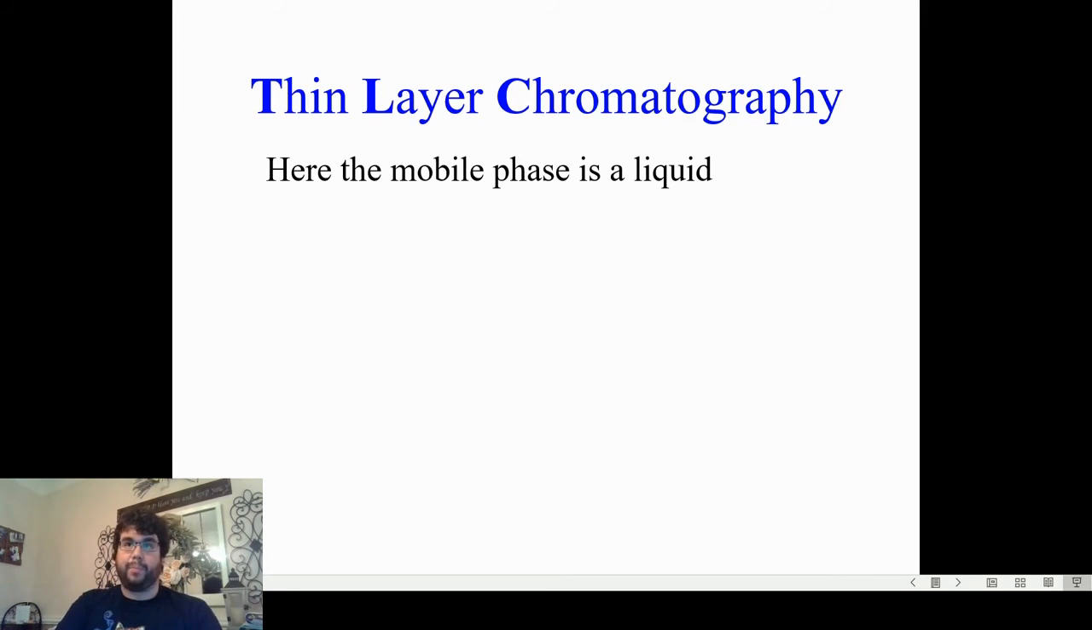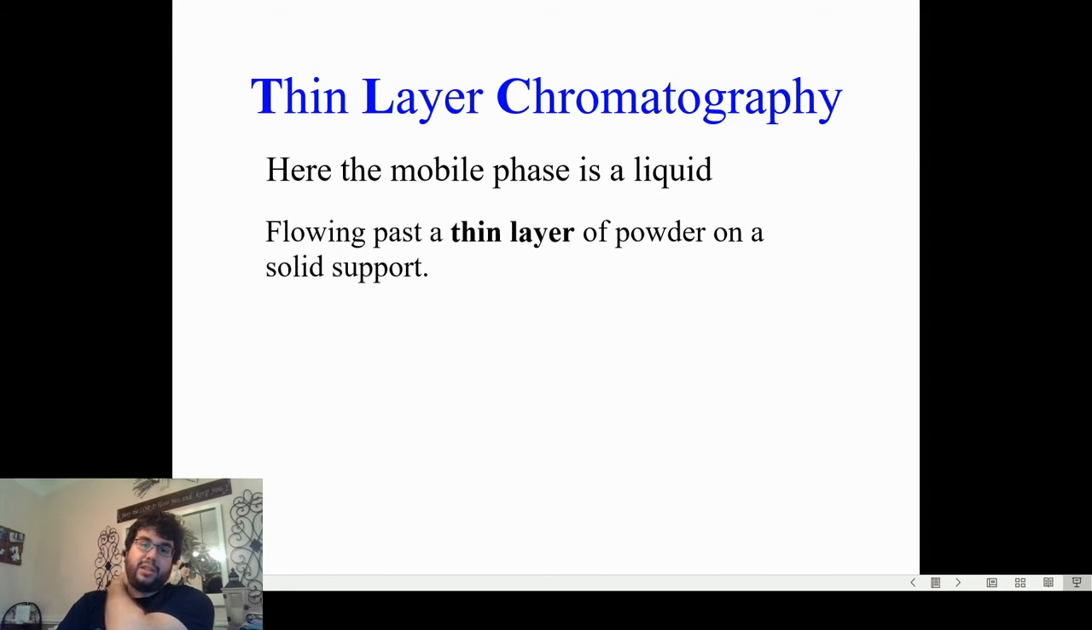That is the piece of paper, essentially, which acts as our stationary phase, and then the mobile phase is just a liquid.